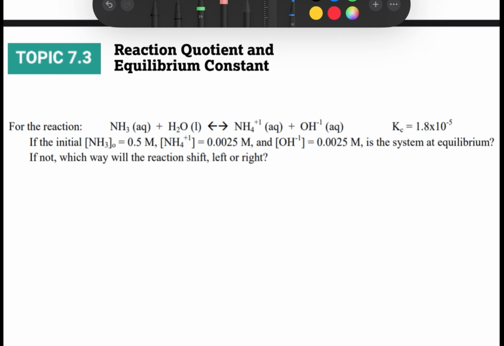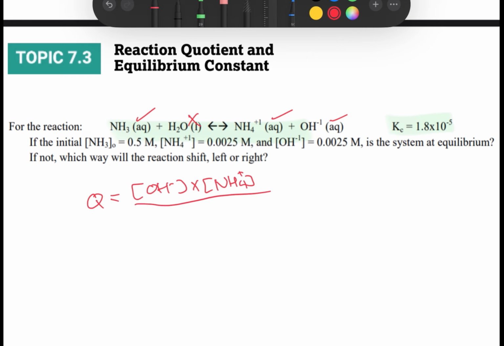The value of Kc is given for a corresponding reaction. Make sure that all of them are aqueous or gaseous. It's aqueous. No, we don't consider water since it's a pure liquid, and NH3. Now Qc is equal to the expression of OH negative, multiplied by the concentration of NH4, which is ammonium, divided by the concentration of NH3, and we don't use water for sure.